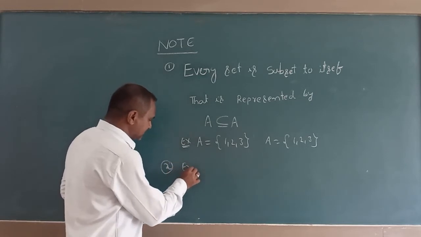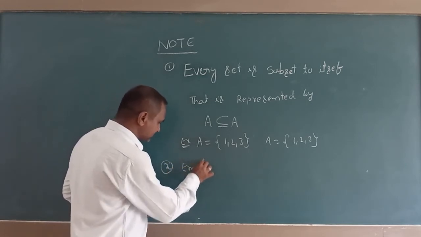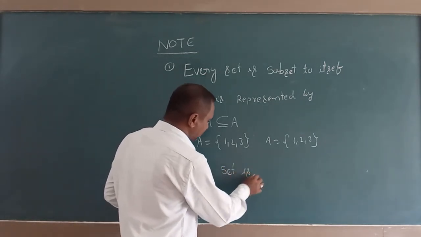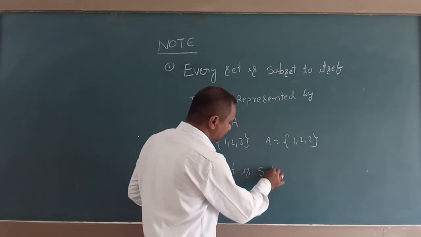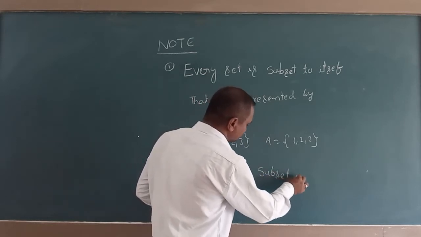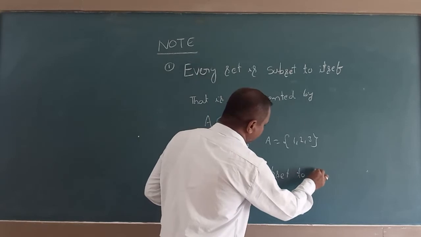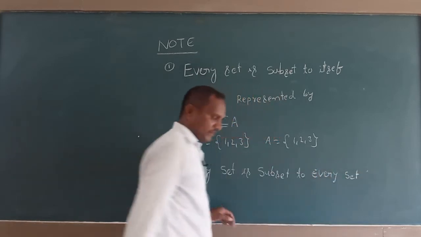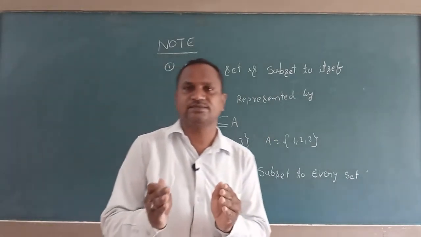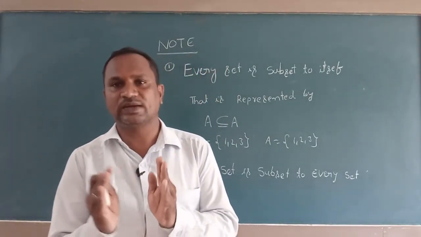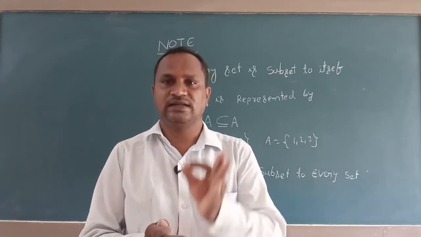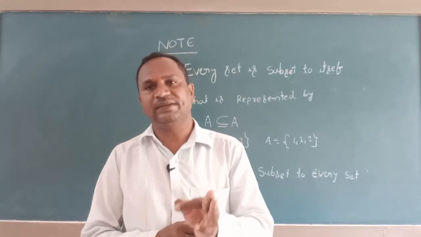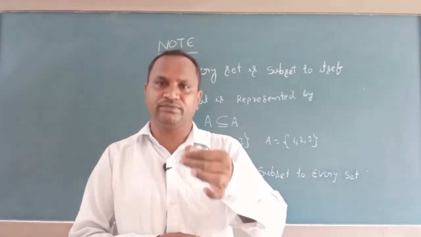The second point: the empty set, or null set, is a subset of every set. You can take the set of all subsets of a set A. In that set, the null set will come. That's why we can tell that the null set or empty set is a subset of every set.